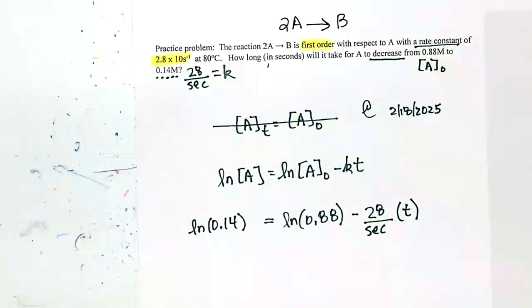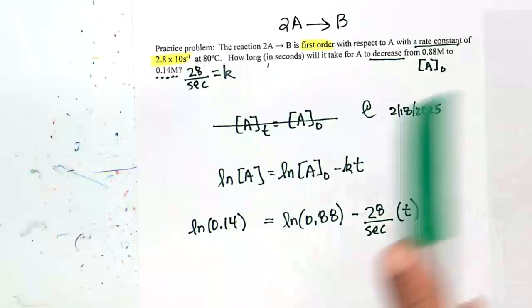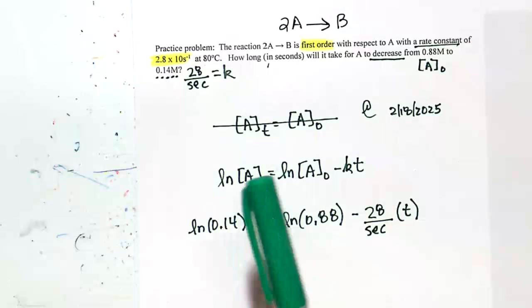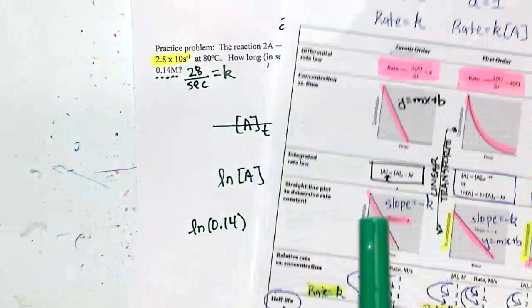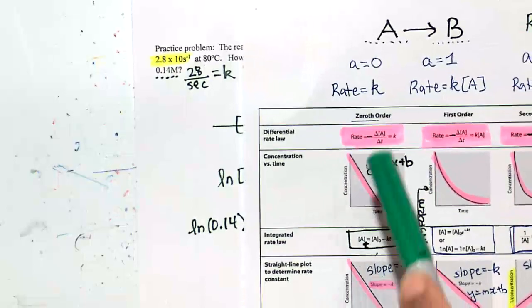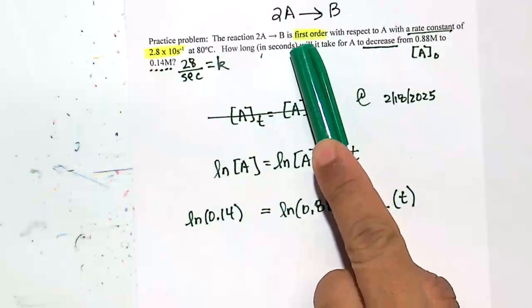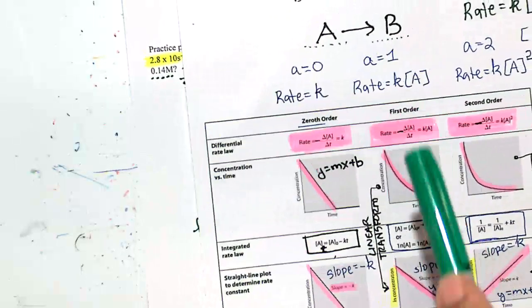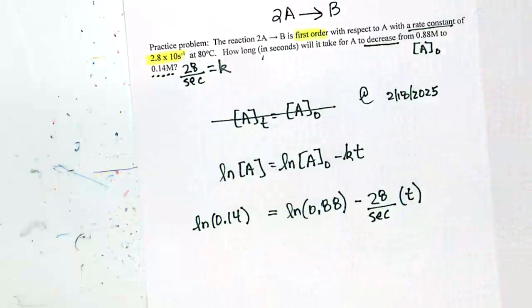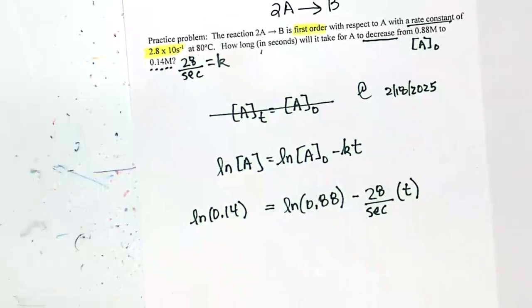All right, are you okay with this plug and play? Plug it in and chug it out. Make sure you pick the right equation. Notice I almost picked the wrong equation. This is not zero order. What order is it? First order. And do we know how to do this on our calculator?